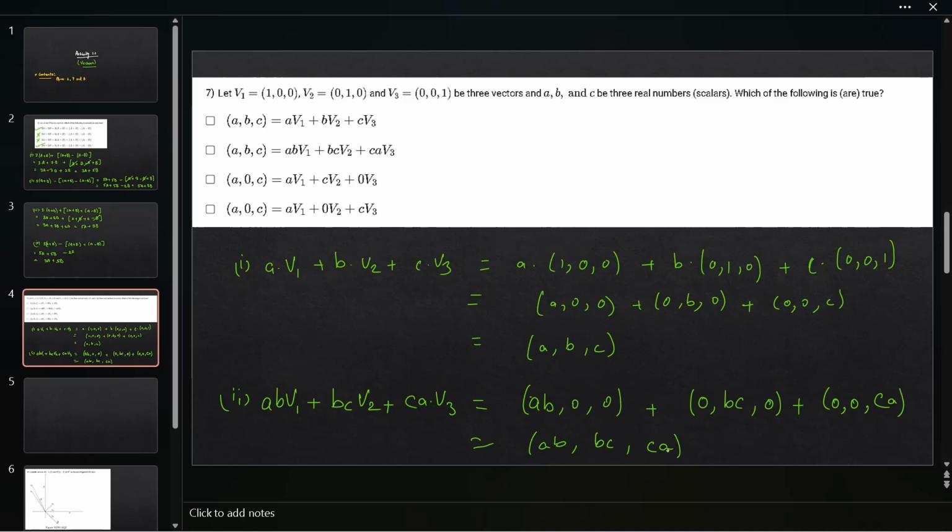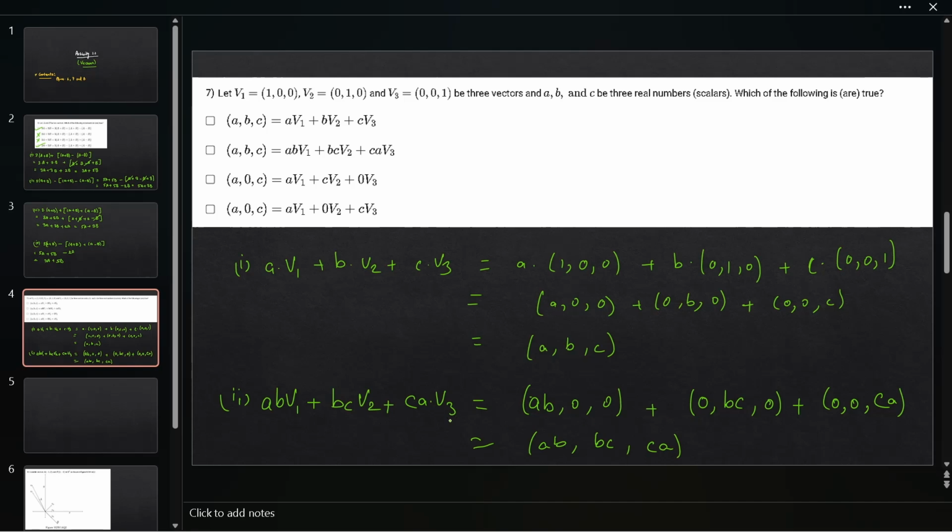Now, if we observe again, if we are multiplying something with V1, it is going to appear in the first place. If you multiply something with V2, it is going to appear in the second place, and if you multiply something with V3, it is going to appear in the third place, because we have such a nice set of vectors: 1, 0, 0 plus 0, 1, 0 plus 0, 0, 1.